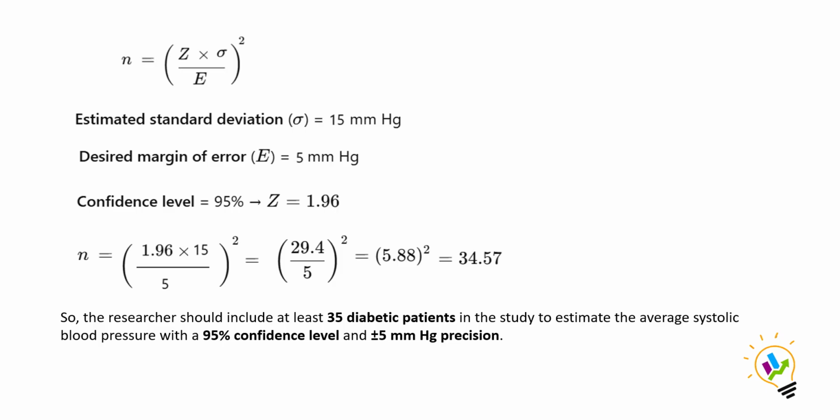So the researcher should include at least 35 diabetic patients in the study to estimate the average systolic blood pressure at a 95% confidence level, and the margin of error is plus or minus 5 mmHg. So in this case, we are going to have the sample size as 35.